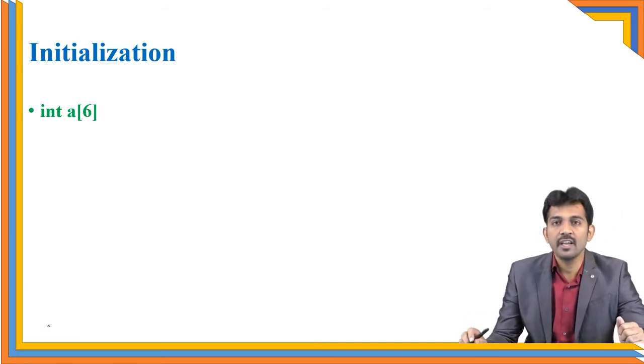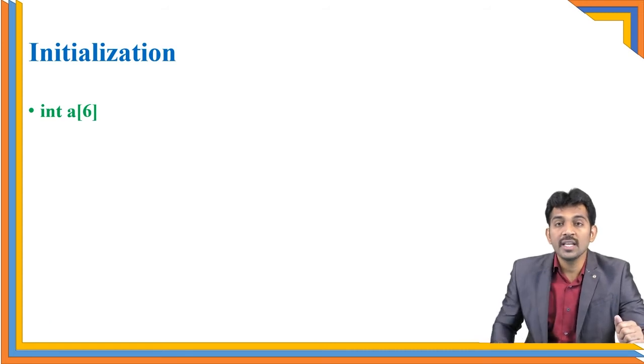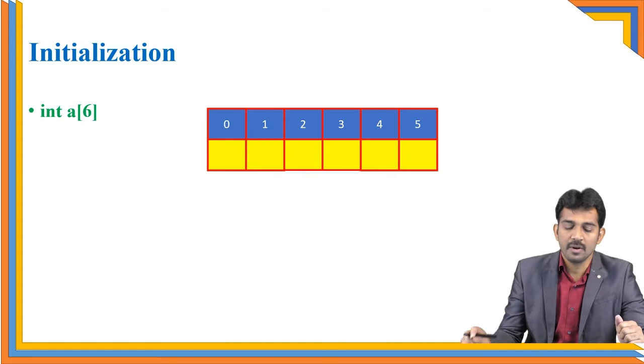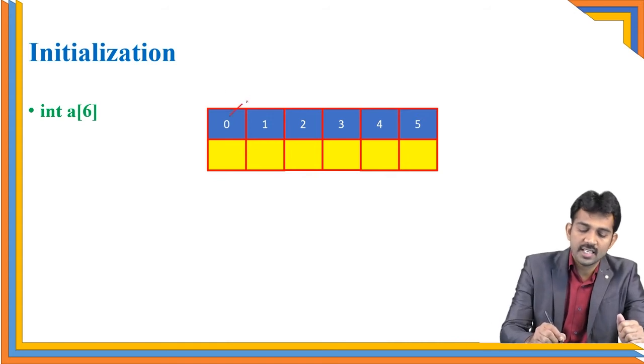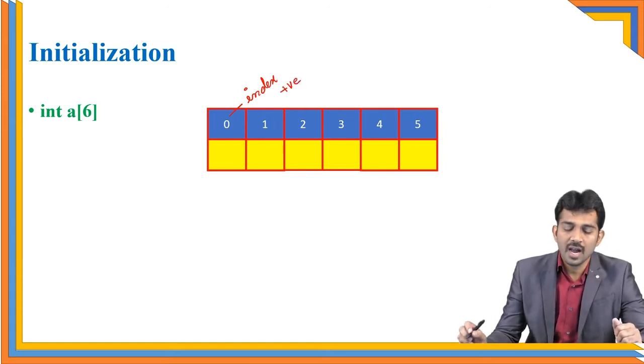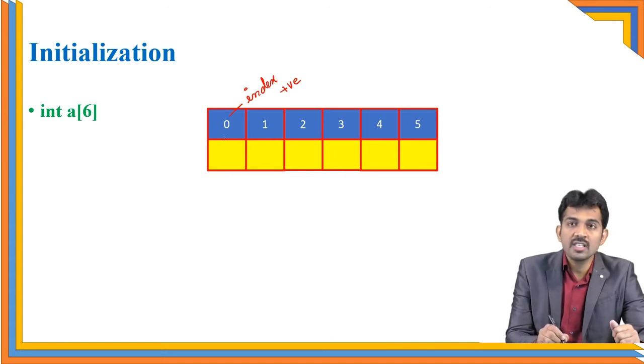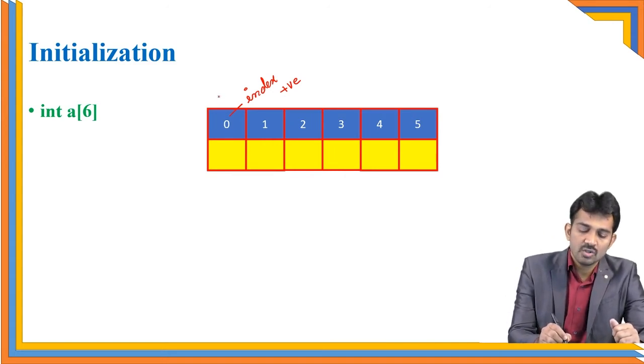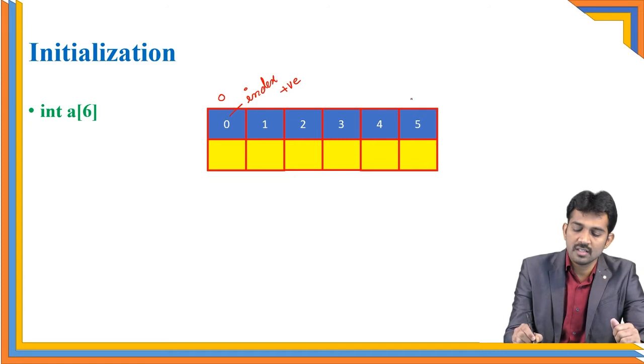If you create a[6], it is going to allocate 6 data parts. See, this is called an index. Please note this. The index is always positive. And also the starting index is always 0, right? So this is the 0 and n minus 1. This is the n minus 1, that is 5.